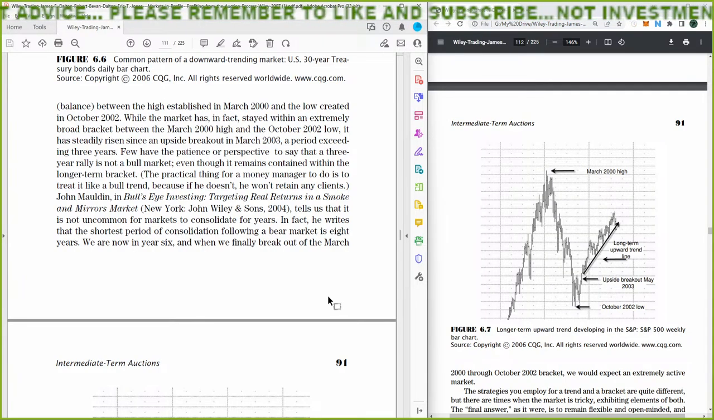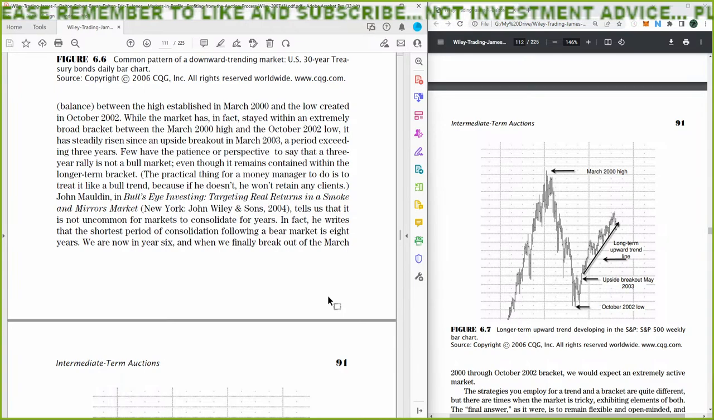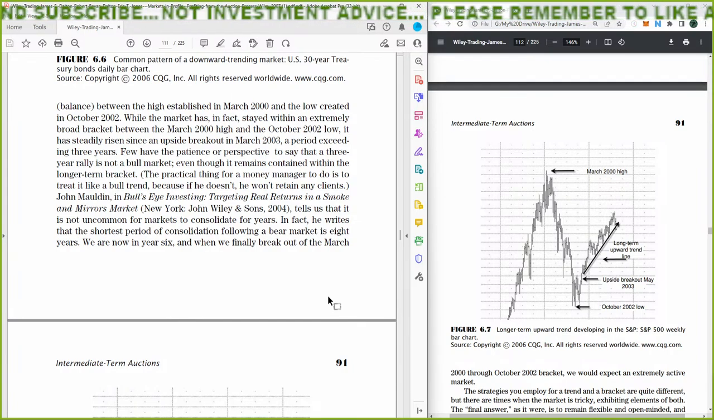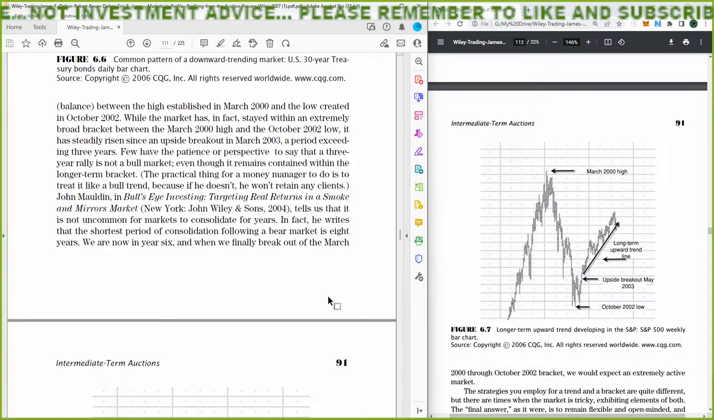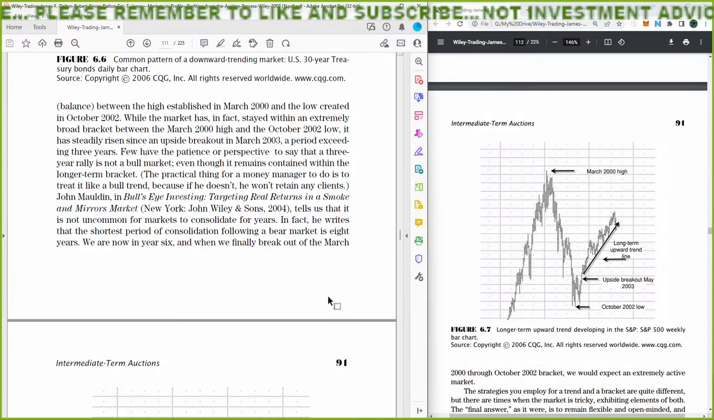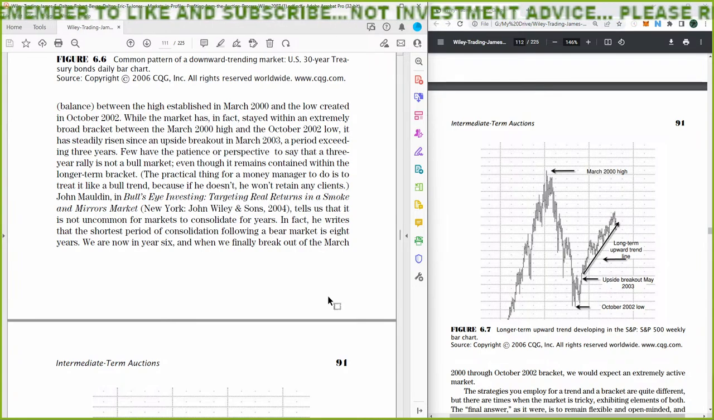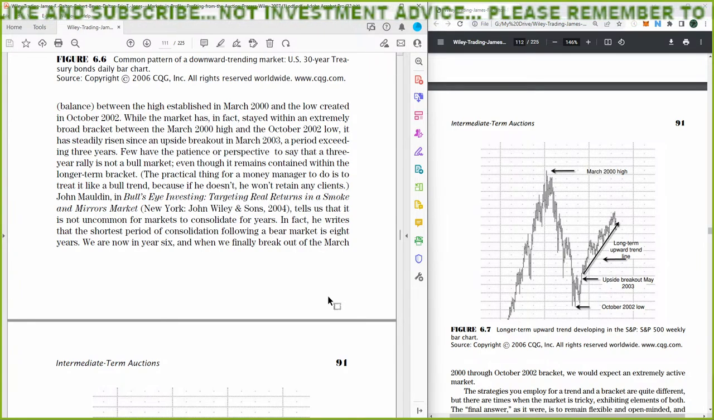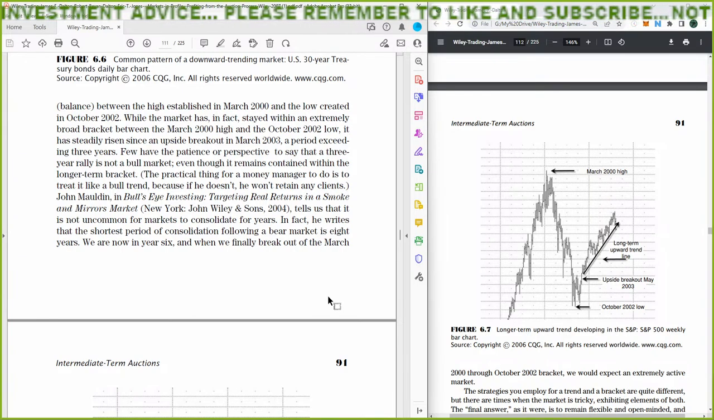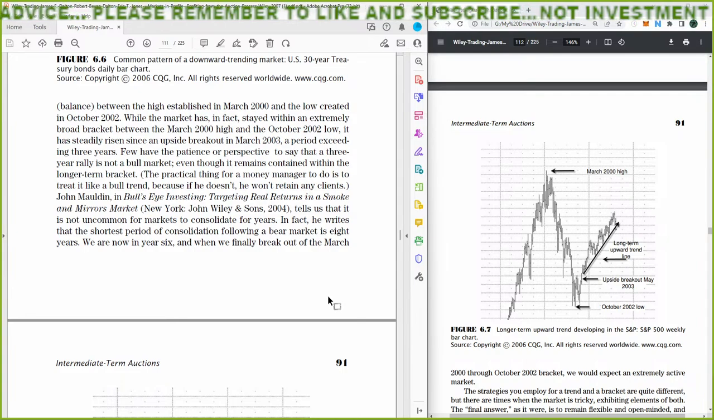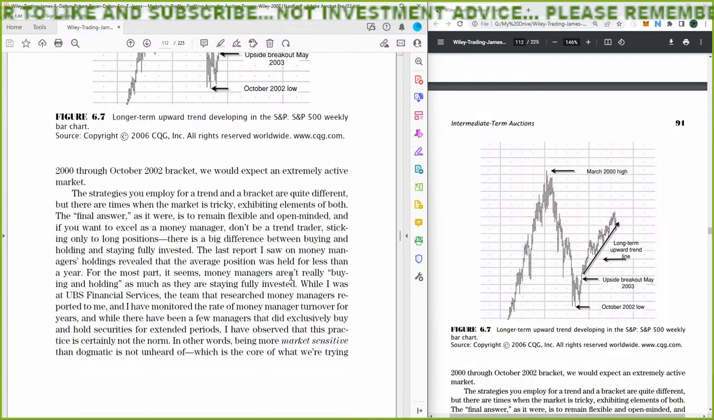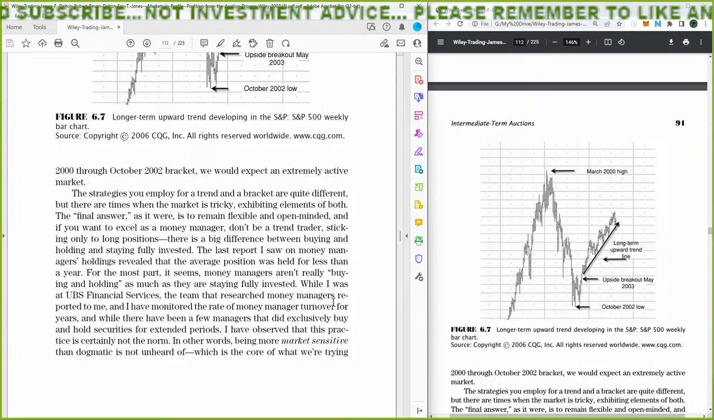John Malden, in Bullseye Investing, targeting real returns in a smoke and mirrors market, New York, John Wiley and Sons, 2004, tells us that it is not uncommon for markets to consolidate for years. In fact, he writes that the shortest period of consolidation following a bear market is 8 years. We are now in year 6, and when we finally break out of the March 2000 through October 2002 bracket, we would expect an extremely active market.